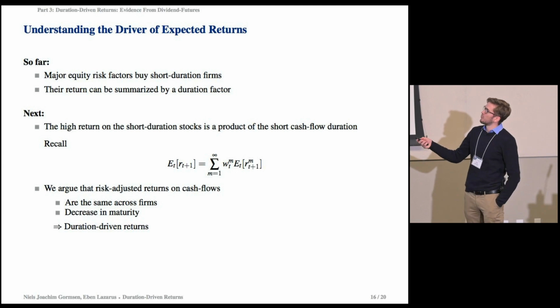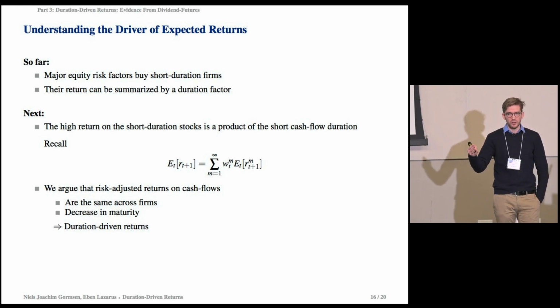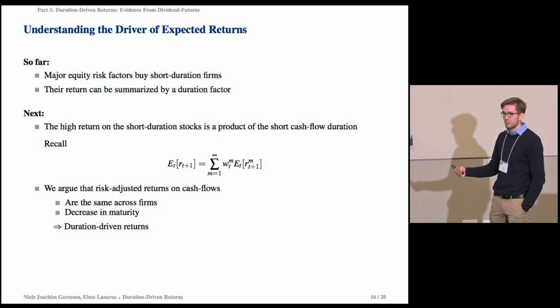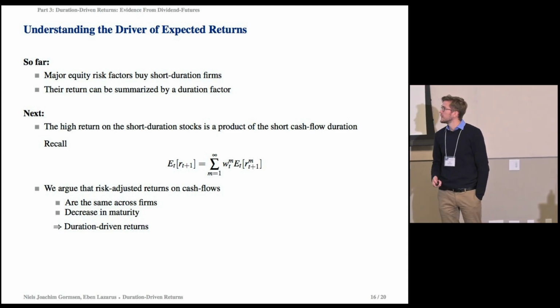So we argue that if you look at cash flows to individual firms, they decrease in maturity but are more or less the same across firms. And therefore these weights, which are the weights we use for calculating duration, are going to drive the differences in firm level returns.